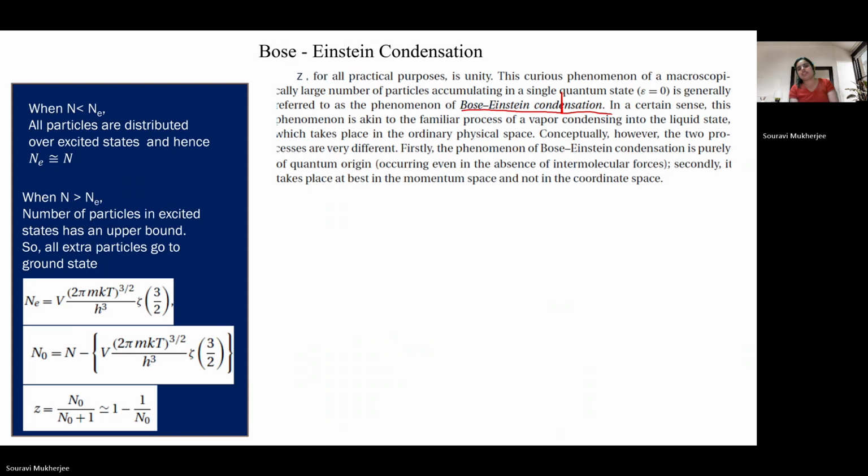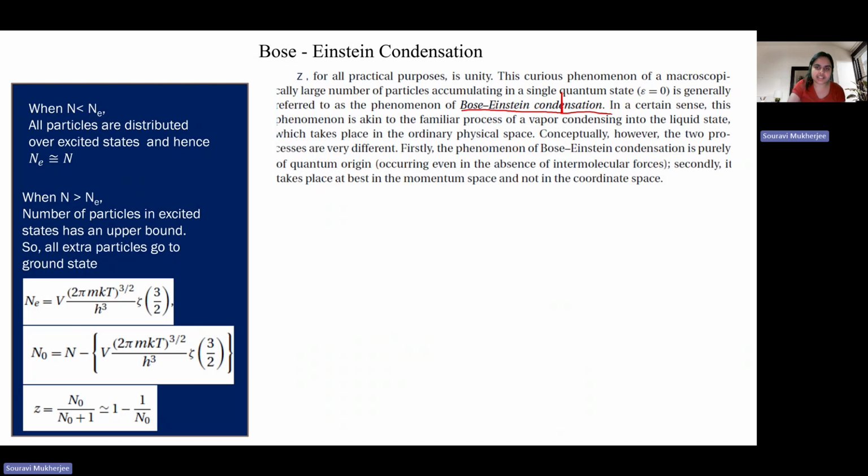So that means if you keep on increasing the number of particles in the system beyond a certain value, things will start accumulating in the ground state. And that phenomenon is called the Bose-Einstein condensation. In a certain way, you can compare it with the familiar process of vapor condensing into liquid state. Okay. But there are some very important differences.